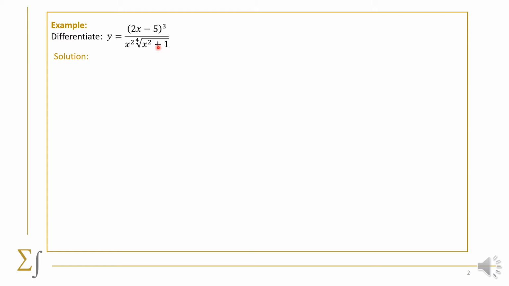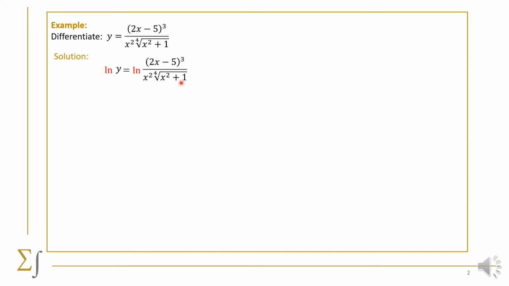Now we are introducing a nice way, where we take the natural logarithm of both sides. We take ln of y and ln of this rational function. So let's see how we are going to do this. We have y and the right-hand side, between which there is an equal sign. Take the ln to both sides. So we have ln y equal to ln of (2x minus 5) all cubed over x squared times the fourth root of x squared plus 1.